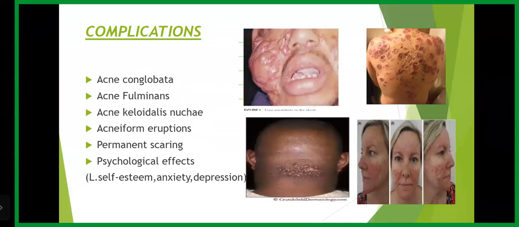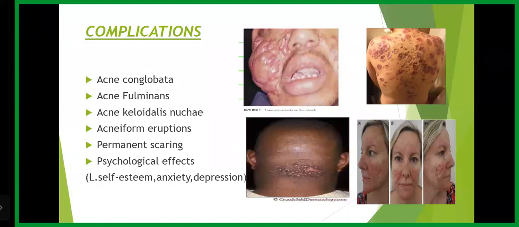All right. So these are some few complications of acne vulgaris. We have the acne conglobata, which I explained earlier on. These are highly inflammatory nodulocystic lesions with interconnected abscesses. That is the upper left corner. You can see it. They're highly inflammatory nodulocystic lesions with interconnected abscesses.